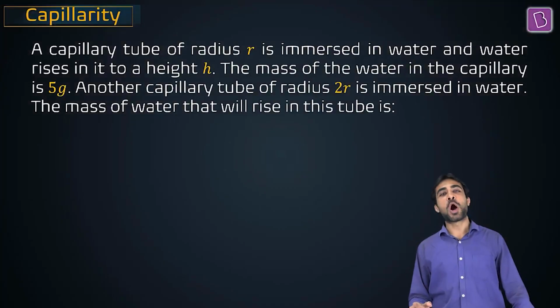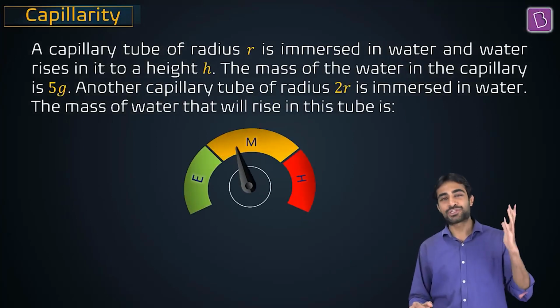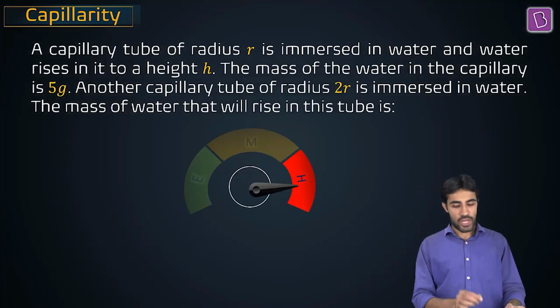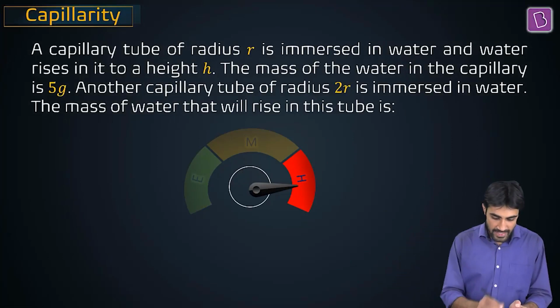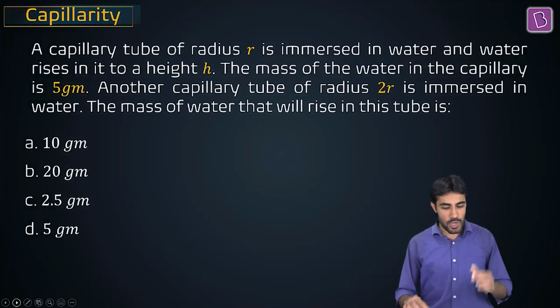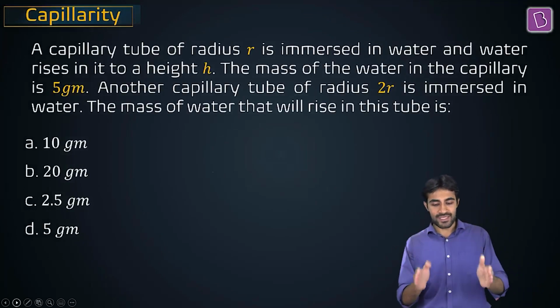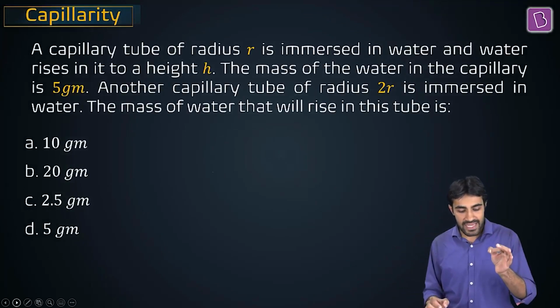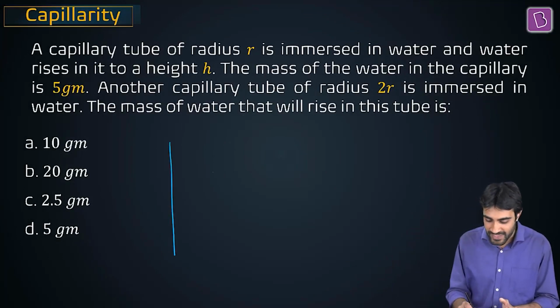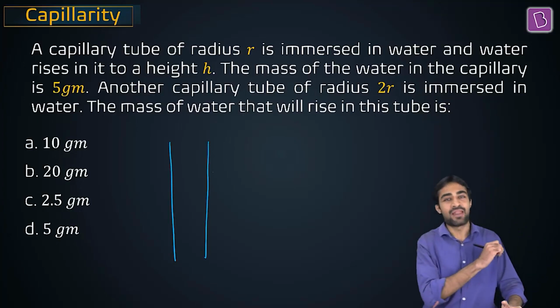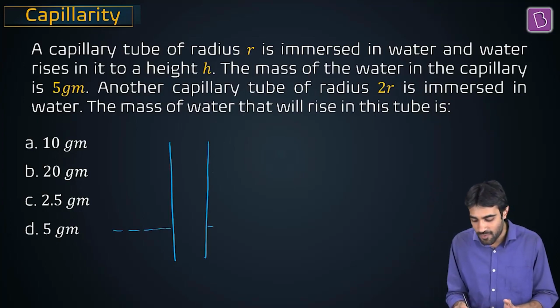Here is a question on surface tension, and the question is on the topic of capillary rise. So the question says that a capillary tube of radius small r is immersed in water and the water rises in it to a height small h. So what do we have? We have a capillary tube and we dip this capillary tube inside water.